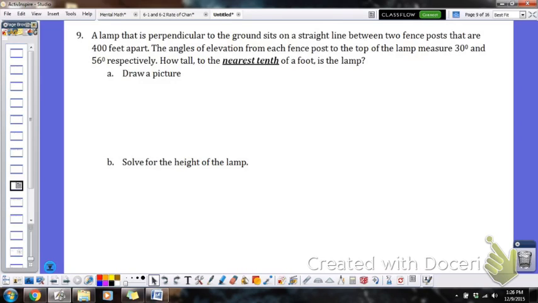So first thing for part A is we need to draw a picture. So we have this lamp. Here's our lamp. And it is in between two fence posts that lie on a straight line. So here are our fence posts. And we know that the fence posts are 400 feet apart.